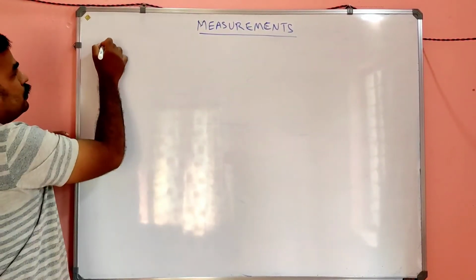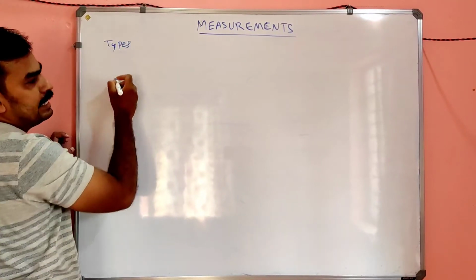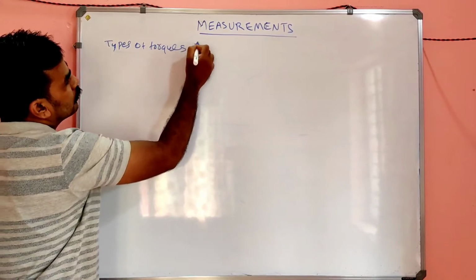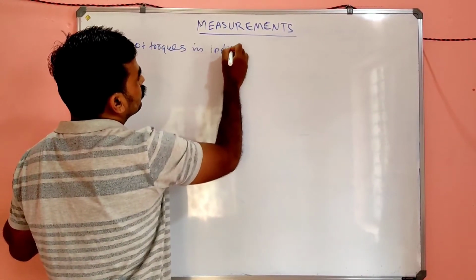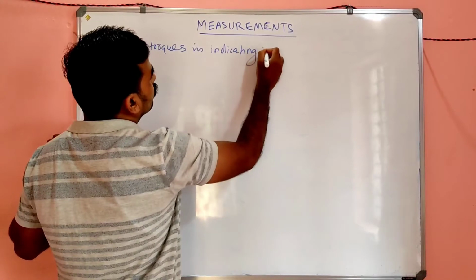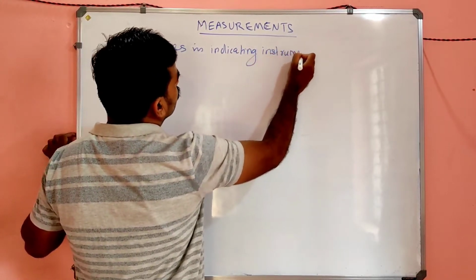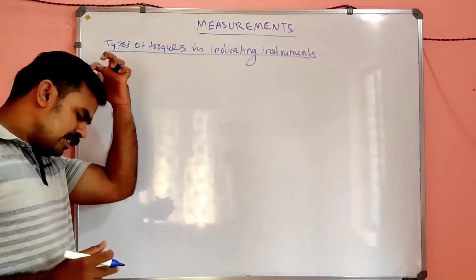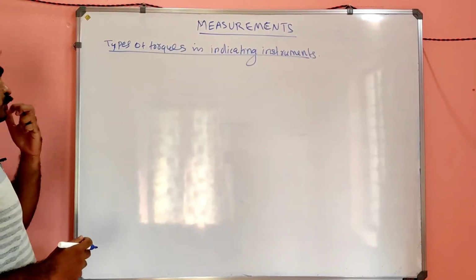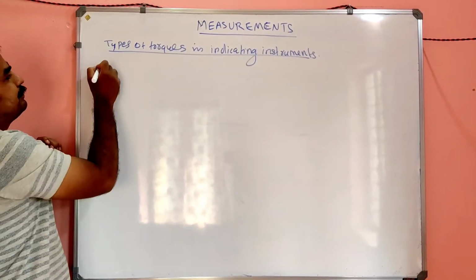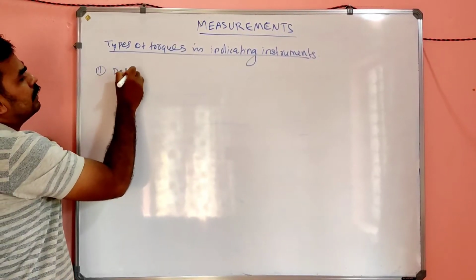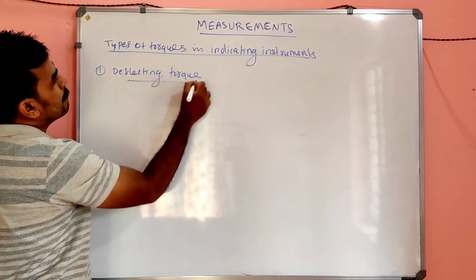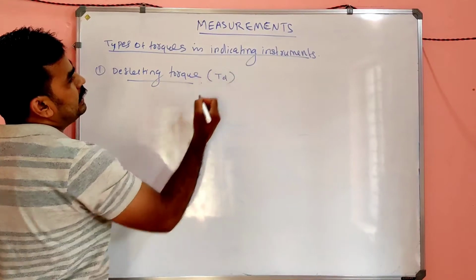Next, types of torque in a measurement or indicating instrument. Listen, my dears, there are 3 types of torques. First one, deflecting torque. It is represented by TD.